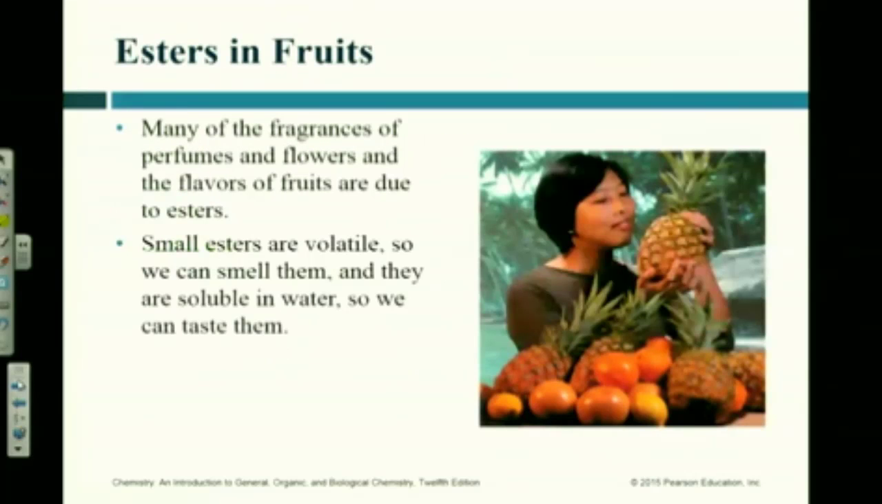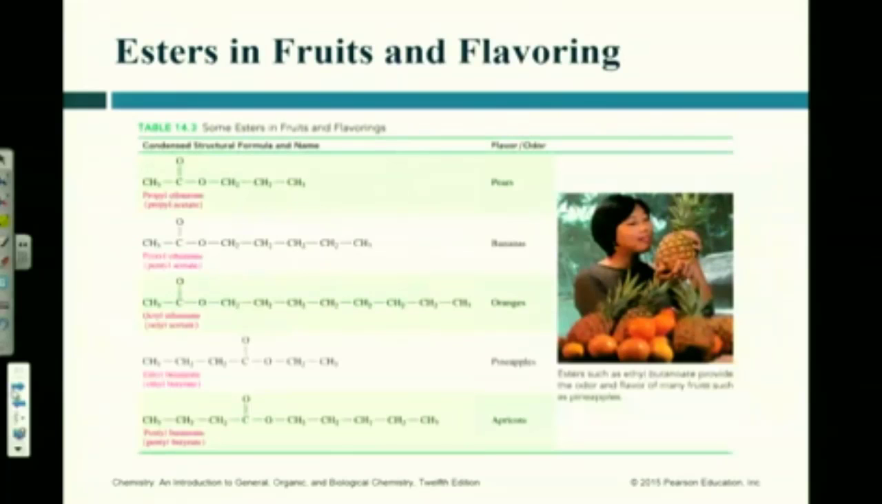Lots of these molecules are responsible for some of the smells that you get from fruits, like pineapples and pears and things like that. Small esters are very volatile, which means they go into the atmosphere. They form a gas very easily. They're also soluble in water, so you can taste them as well. Pears taste different than bananas, and bananas taste different than pineapples, don't they?